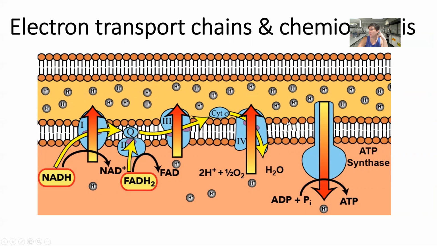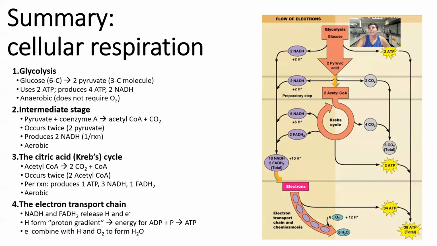It's worth noting that cyanide actually inhibits cytochromes. So one of the reasons cyanide is so toxic is because it stops electron transport chains. Therefore, you can't make ATP, and therefore you can't perform metabolism. Scary. All right. So this is a summary of cellular respiration.